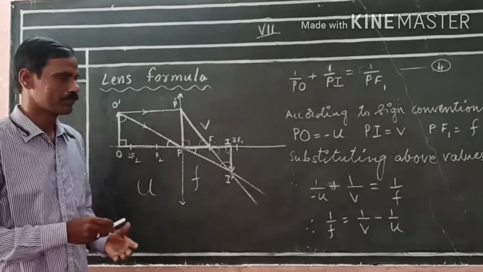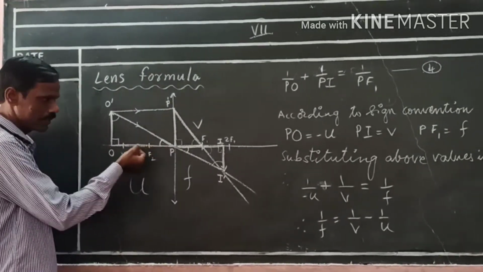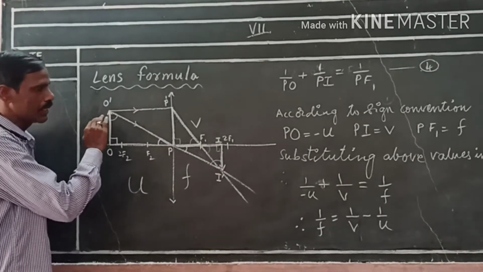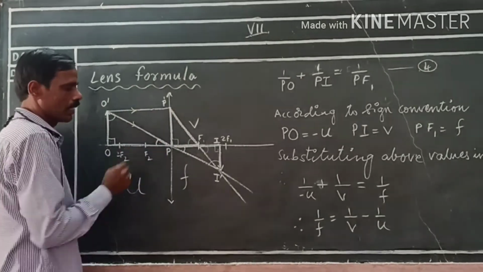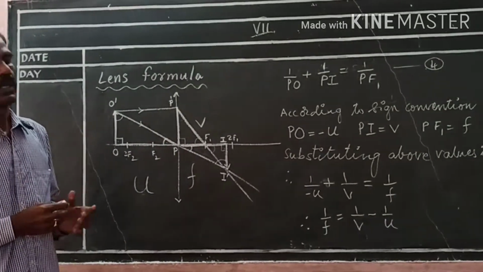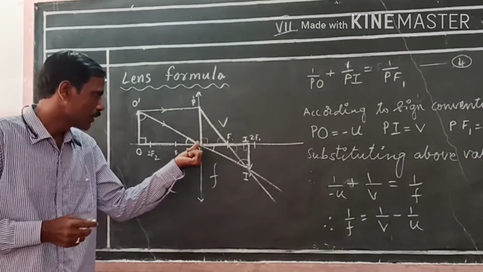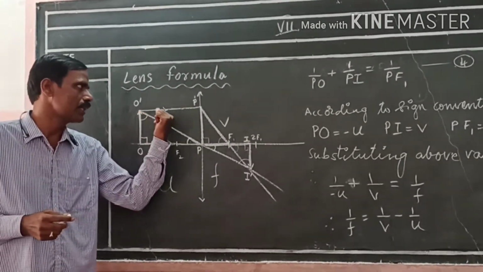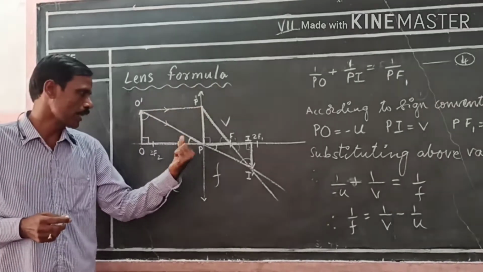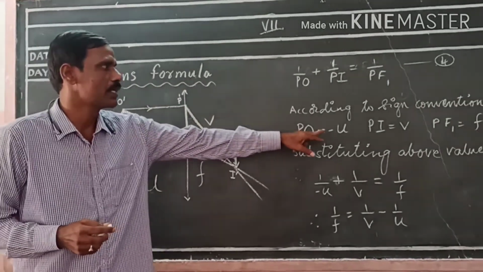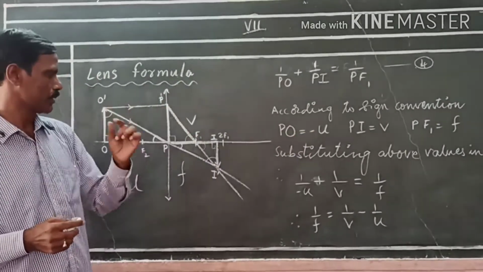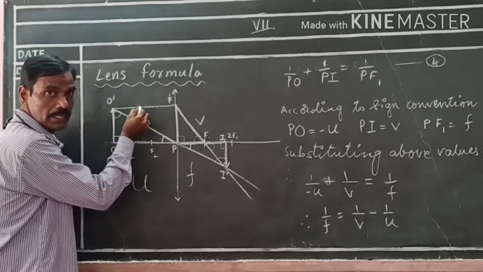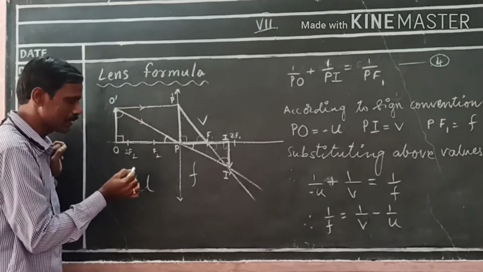Now sign convention. All the distances are to be measured from the pole, and the distances measured against the incident ray are taken as negative. So PO, we are measuring the distance from this side to this side, but the incident ray is in this direction. That's why PO is to be considered as minus U. Remember this thing. If the distance is measured against the incident ray, it has to be considered as negative.